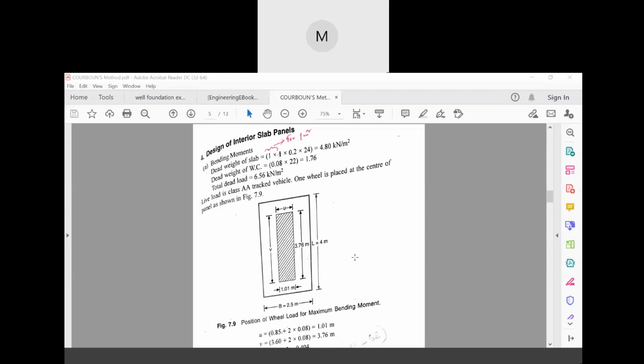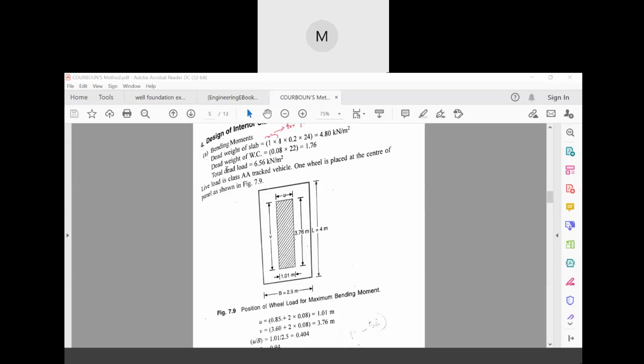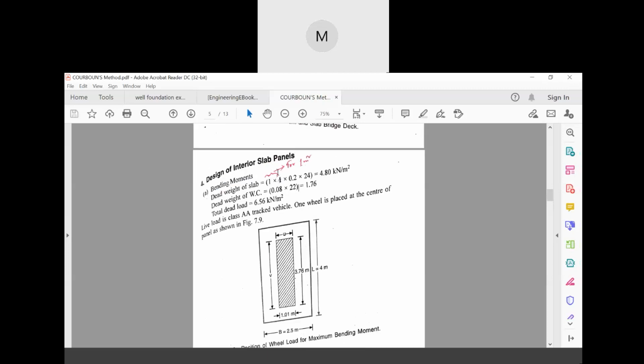this interior slab panels part can be done not by using Courbon's theory but by Pigeaud's method. Courbon's theory will come from longitudinal girders. Now, in interior slab panels, for the bending moment, initially the dead weight of slab, we have considered unit dimension of the slab and then we'll be designing it for the whole slab.